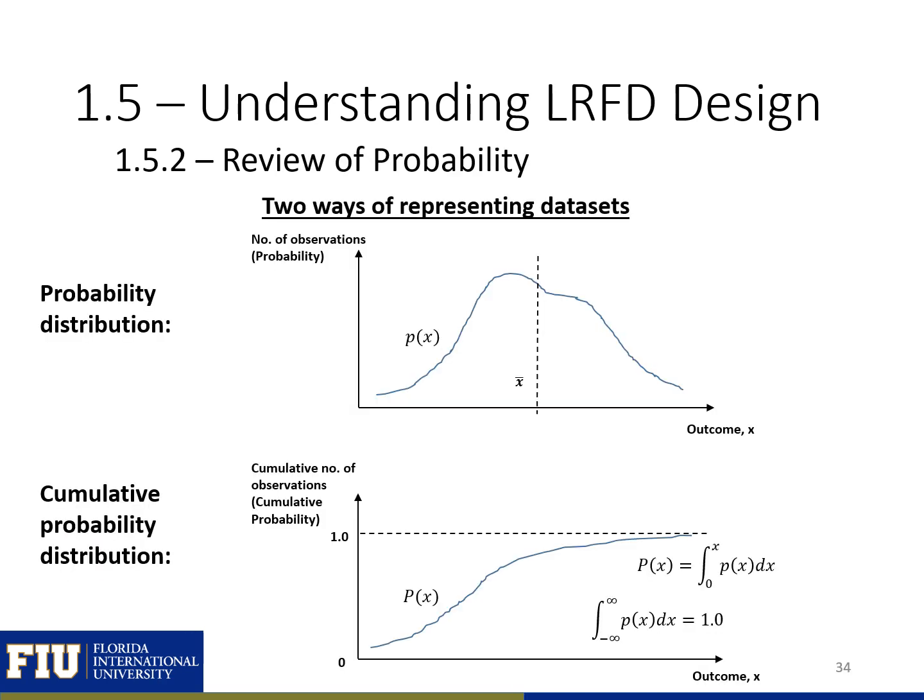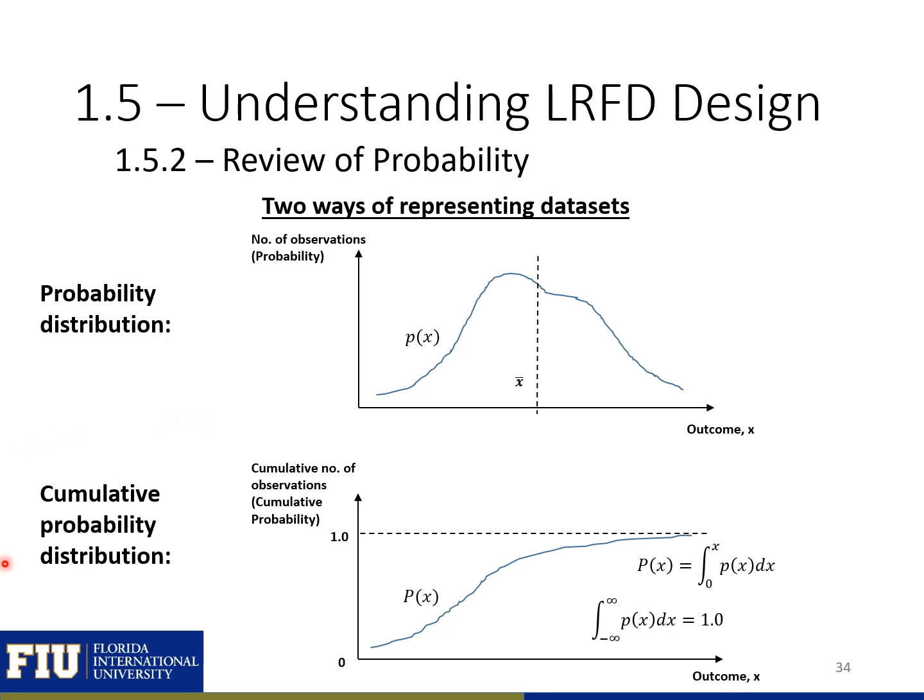Before moving on, I want to do a quick review of probability and 2 ways that we can represent our data sets. The first is with our probability distribution. The probability distribution is essentially at any one of these points, we have the number of observations within a certain range divided by the total number of observations that were done over this, or that are contained within this data set.